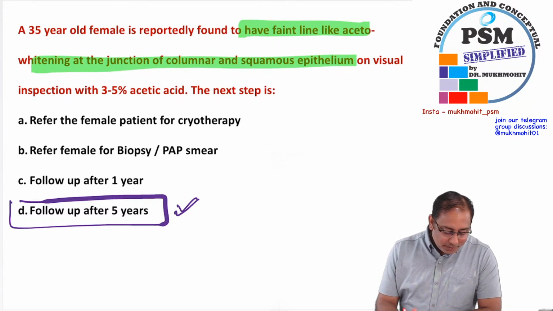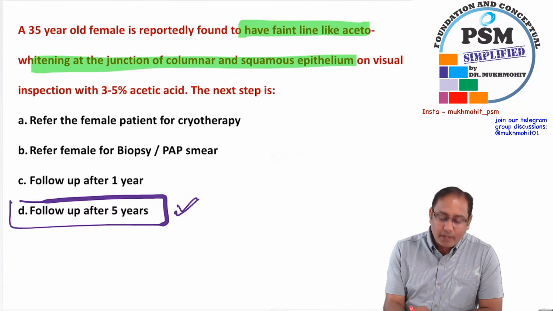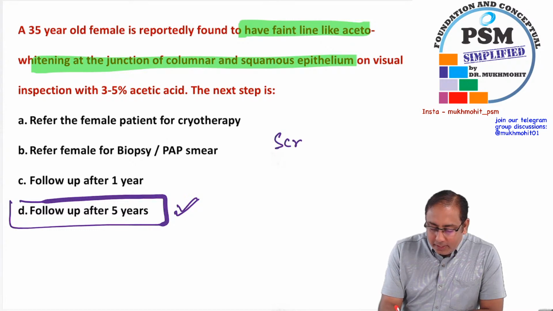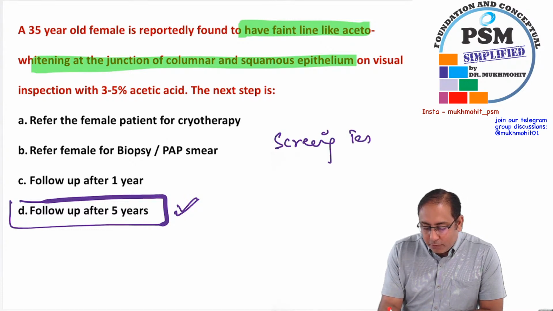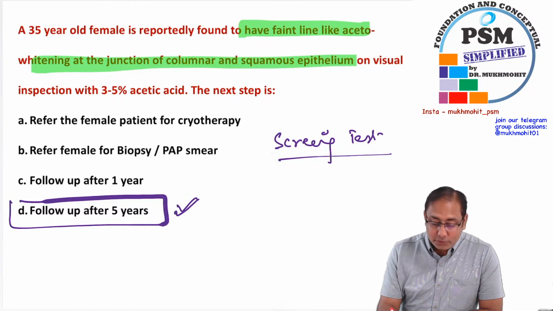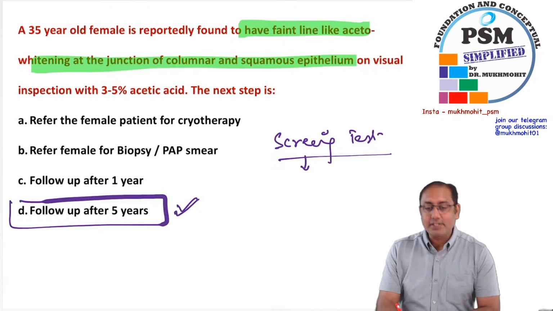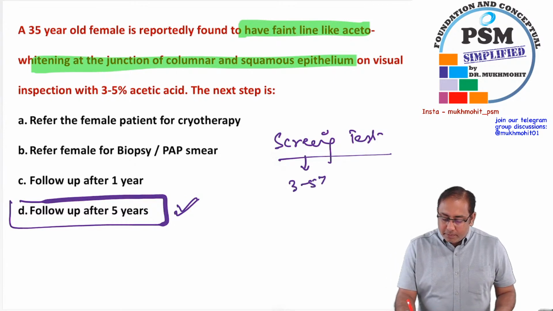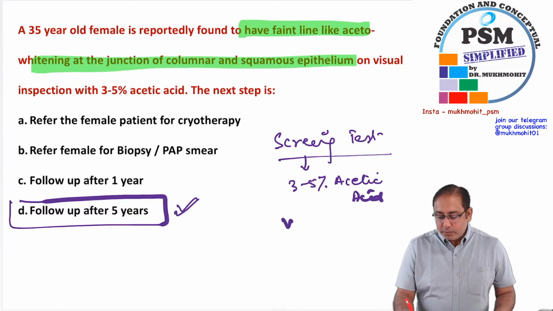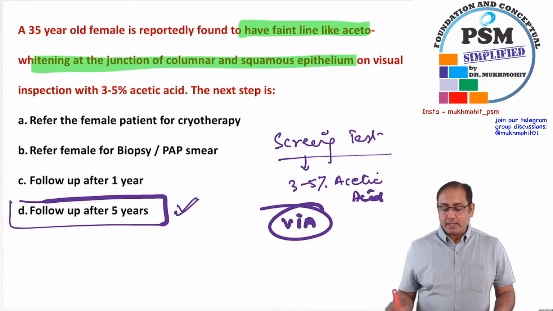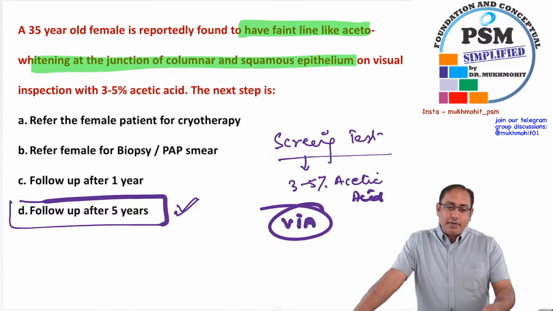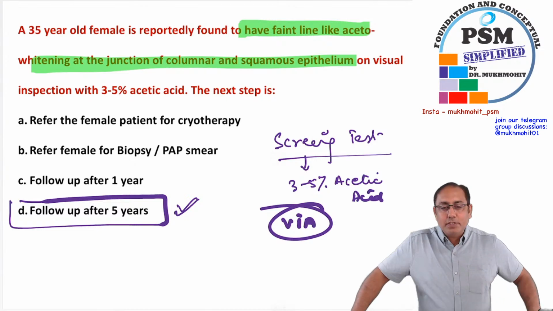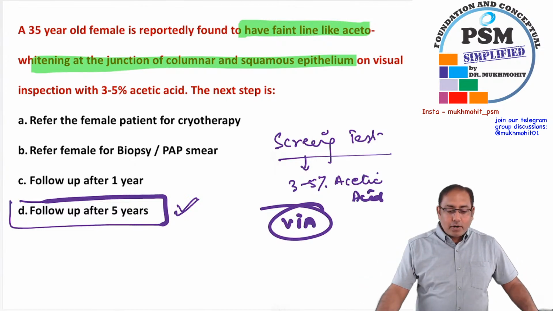So, beta, I hope you all know that the screening test of choice for cervical cancer is 3 to 5% acetic acid, that is, visual inspection with acetic acid. The screening test of choice for cervical cancer is visual inspection with acetic acid. It is not pap smear.